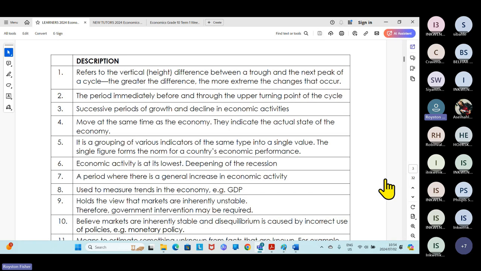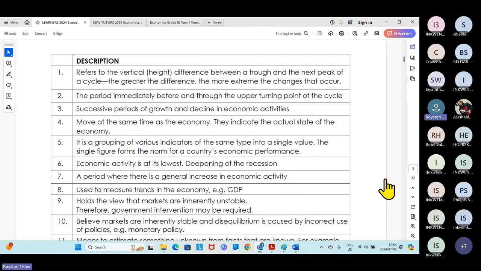This moves at the same time as the economy moves. This also indicates the actual state of the economy. So any suggestions to what that is, please post your answer in the chat. So I'll give you a clue, and we are working with some sort of indicator.